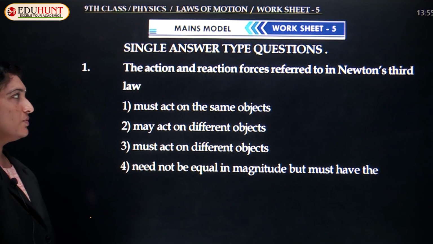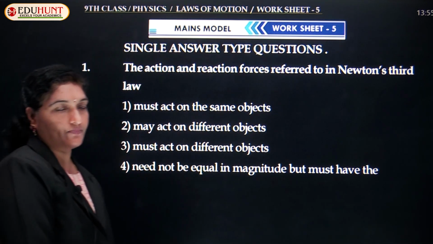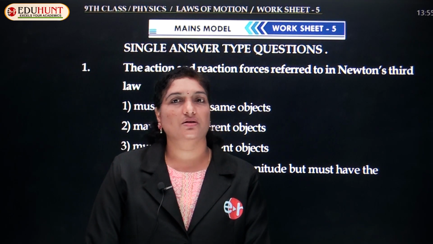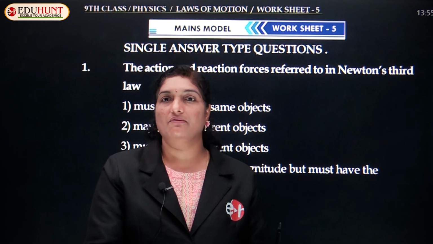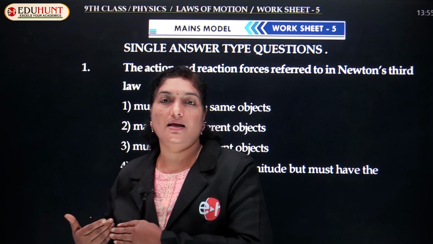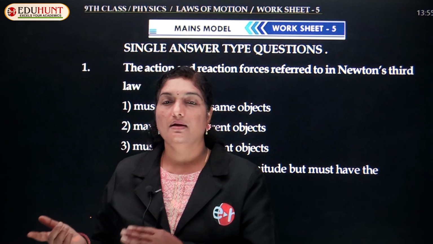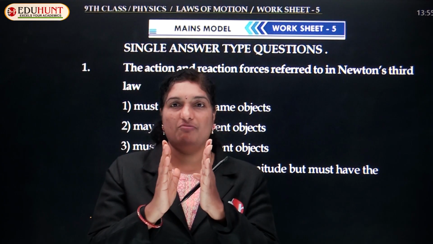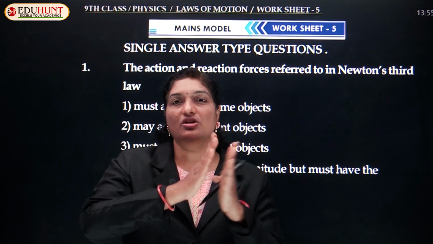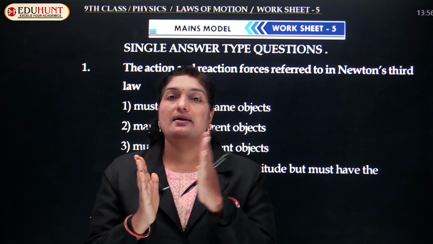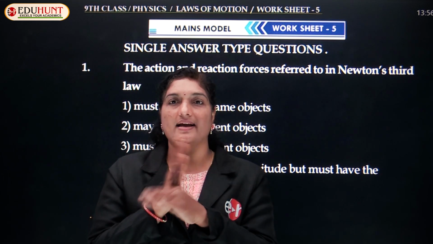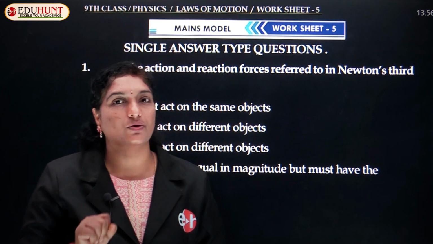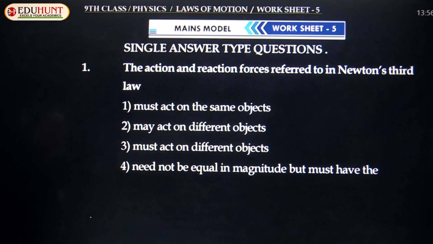The action and reaction force referred to in Newton's third law is... So children, according to Newton's third law, for every action, an equal and opposite reaction takes place. If action happens on one body, then reaction will take place on the other body. Action and reaction take place only on a pair of bodies. If one body gives action, the other body supplies the reaction force. So action and reaction forces are equal and opposite but act on two different bodies, and this is given by Newton's third law. Now let us discuss the numericals in detail.